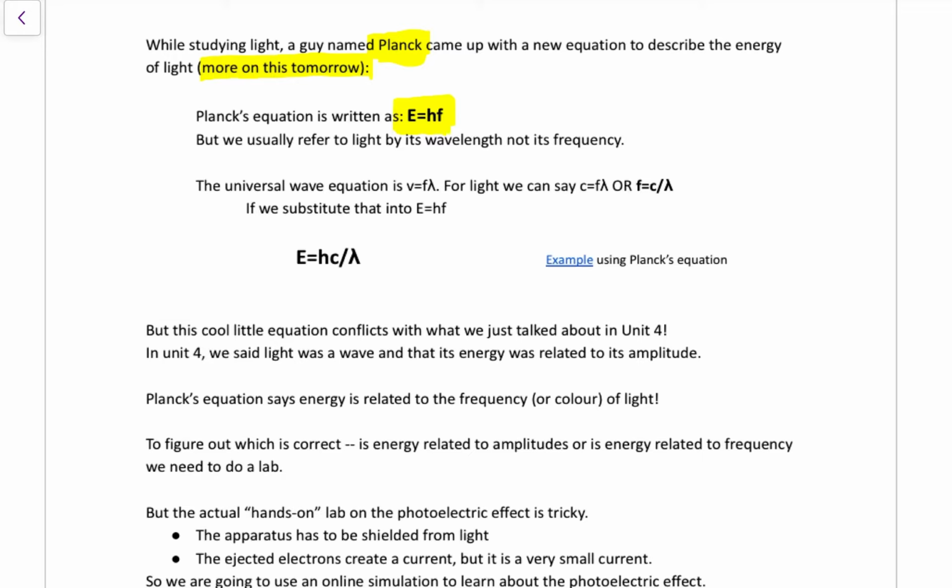This is the equation he came up with, but from grade 11 we know that v is equal to f lambda. So if we're talking about light, instead of v we can say c is equal to f lambda, or if we flip things around, f is equal to c over lambda. Usually when we talk about light, we talk about wavelength. So another version of Planck's equation is E equals hc over lambda. It's the same equation, energy equals a constant multiplied by c over lambda. c over lambda is just mathematically equal to the frequency. This is a really cool, simple equation. Pause this video and you can see me using it to solve a question.